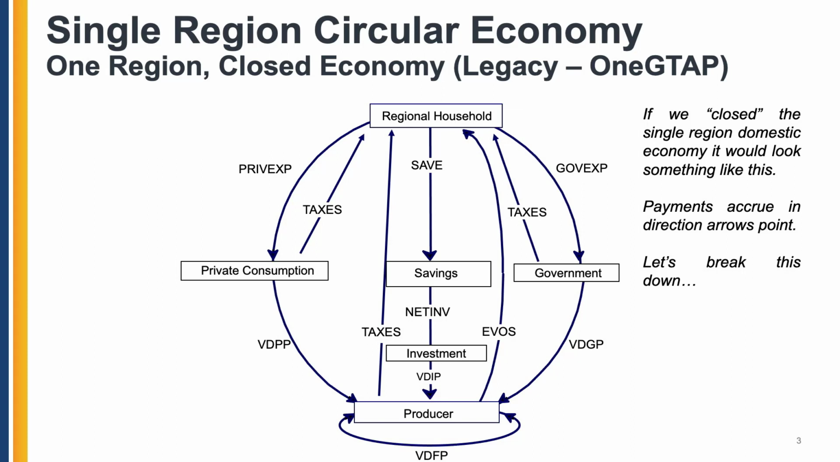If this graph is sort of a new type of look for you into circular economy, just remember that the key to following everything is the payments follow the arrows. So the arrow going from the regional household down to government is titled government expenditure, and that means the regional household is allocating some funds to purchases that we would call the government or public consumption.